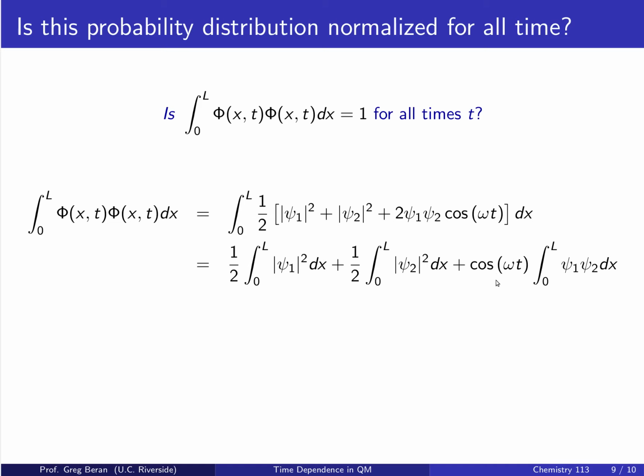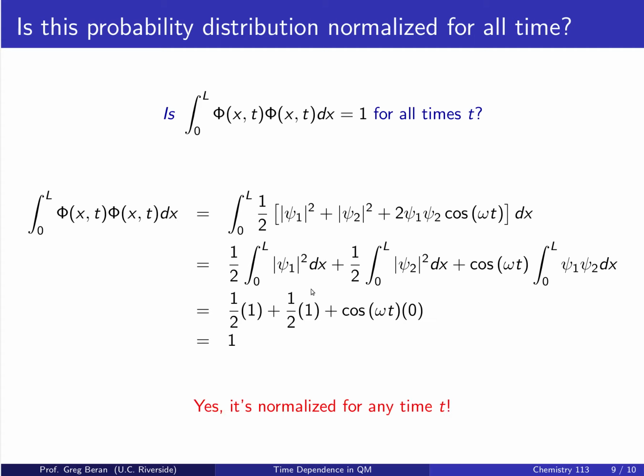So I pulled the cosine omega t out of the integral because it doesn't depend on x, so it's a constant as far as that integration is concerned. This first integral is just the normal integral we do for normalization within the particle in a box, so we know it equals 1. The second integral is also going to equal 1 because it's the standard normalization for the n equals 2 state in the particle in the box.